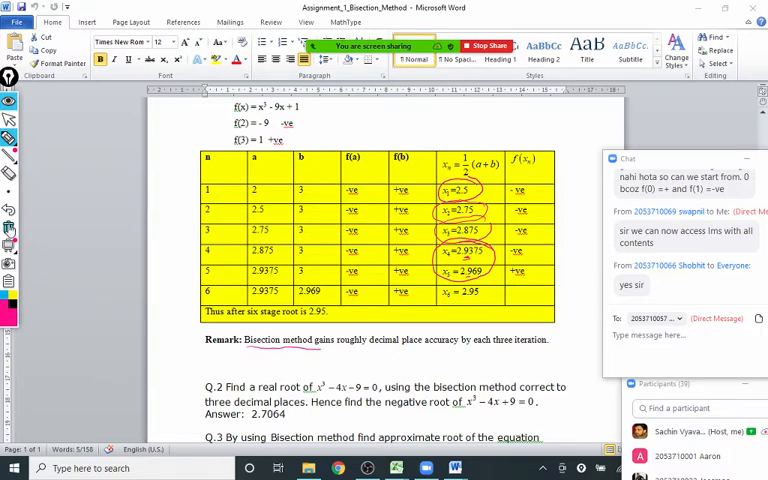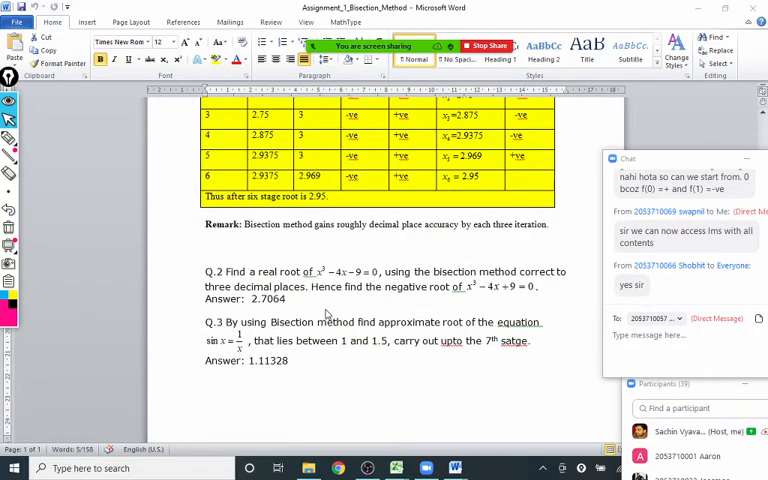Because of that, generally it is not preferred, but in the exam, if the question says to solve by the bisection method, we have to compulsorily do it by the bisection method only. Right now we have to do 6 stages. Whatever the accuracy, we are not interested in that. Just after the 6 stages, or 6 iterations, the answer is 2.95.